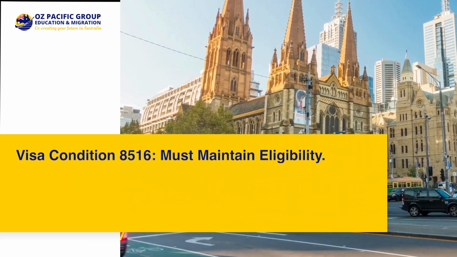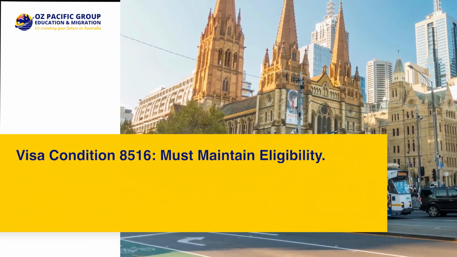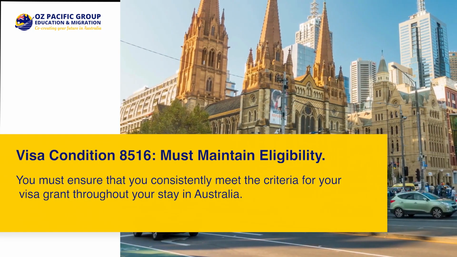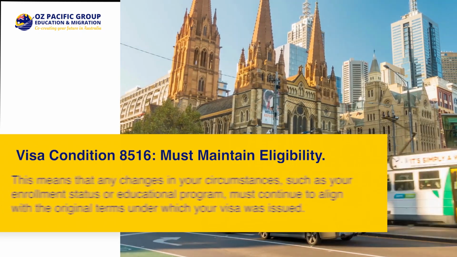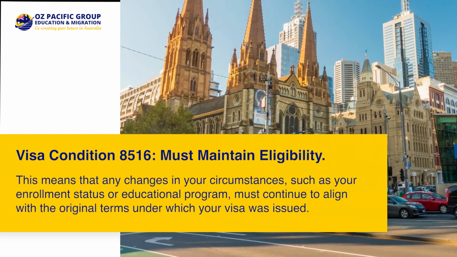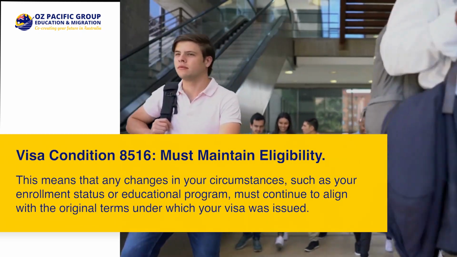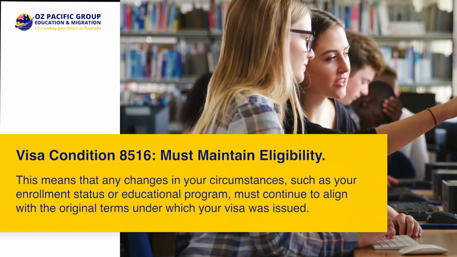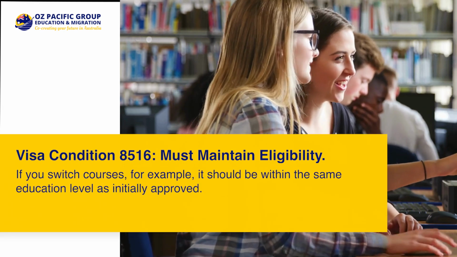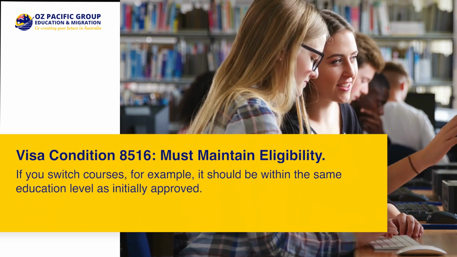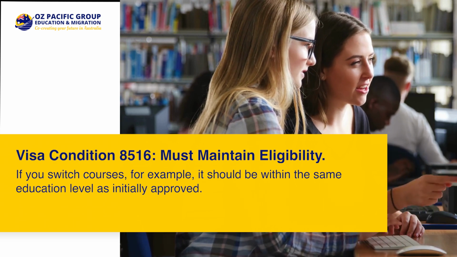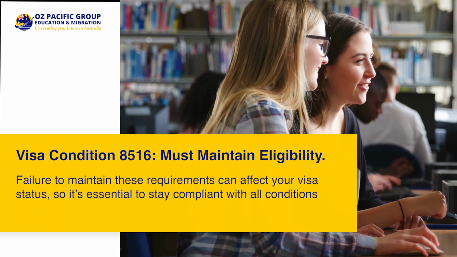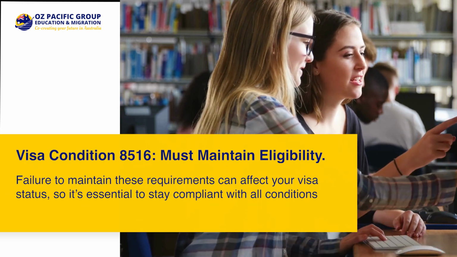2. Visa Condition 8516. Must maintain eligibility. You must ensure that you consistently meet the criteria for your visa grant throughout your stay in Australia. This means that any changes in your circumstances, such as your enrollment status or educational program, must continue to align with the original terms under which your visa was issued. If you switch courses, for example, it should be within the same education level as initially approved. Failure to maintain these requirements can affect your visa status, so it's essential to stay compliant with all conditions.